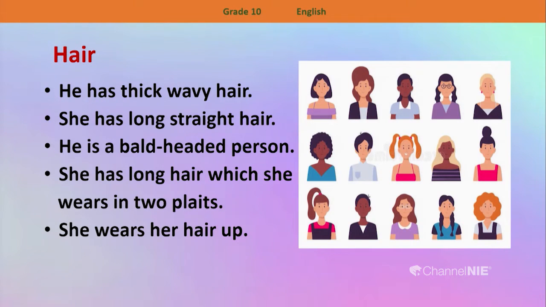Some have long straight hair. Bald-headed, that is people who don't have hair, we call them bald-headed. Right, and she has long hair which she wears in two plaits. You know, schoolgirls, they have two plaits. So here in the fourth picture you can see the girl is having two plaits and then she wears her hair up. Your teachers, your mothers, mostly they have their hair up. Right, so remember these words and how to put them in sentences.